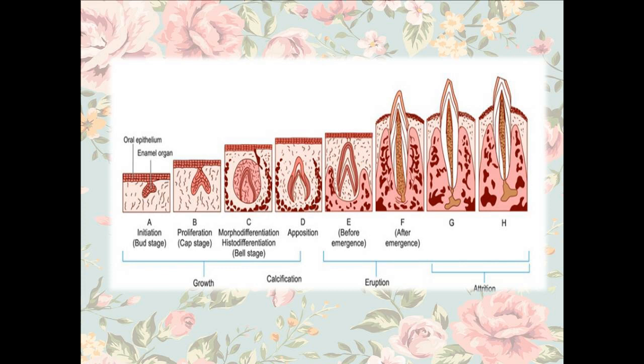Now, it includes growth, calcification, eruption, and attrition in its life cycle, where the bud stage includes the initiation of the growth, cap stage includes the proliferation of the cells, and bell stage includes morphodifferentiation and histodifferentiation. Morphodifferentiation is nothing but determining the morphology, that is the shape and size, whereas histodifferentiation is the histology, that will be knowing about the cells of the epithelium and the connective tissue.